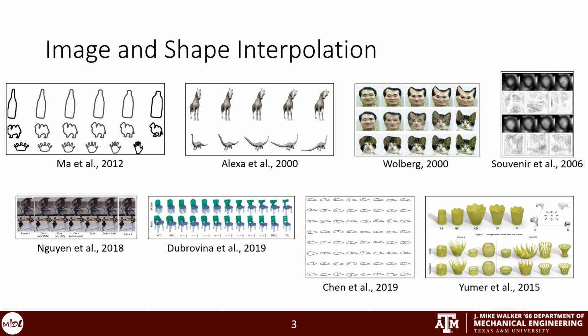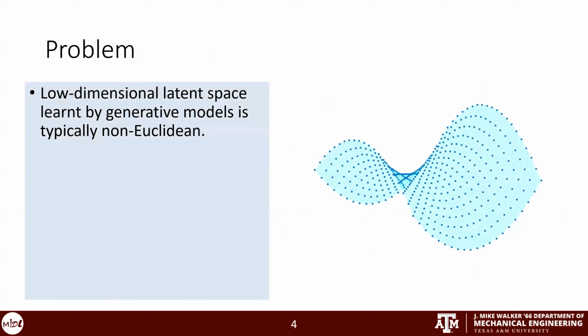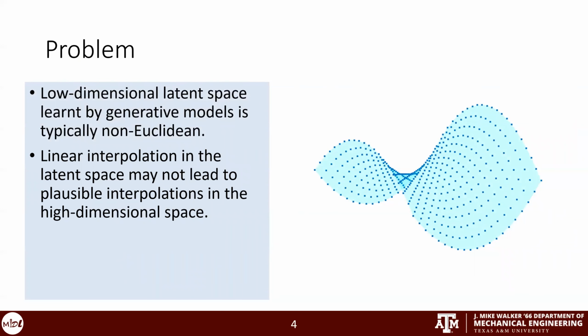In the most general sense, these models learn low-dimensional representation of high-dimensional data and carry out the interpolation task in the lower-dimensional space, which is also known as a latent space. The problem that we identify, however, arises when we look closely at the structure of the latent spaces learned by these generative models, which is typically non-Euclidean. However, in most applications that use these models, linear interpolation has been used to generate new data points in the latent space. We believe that simply using linear interpolation may not always lead to plausible interpolation in the high-dimensional space.